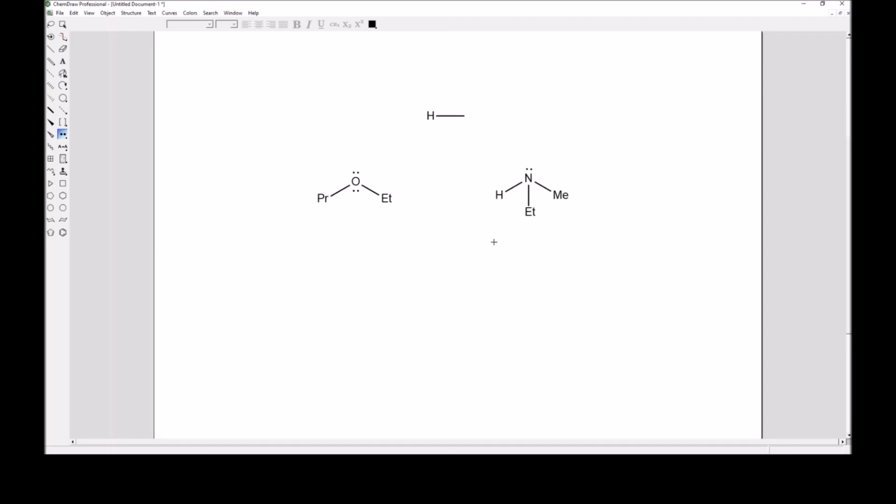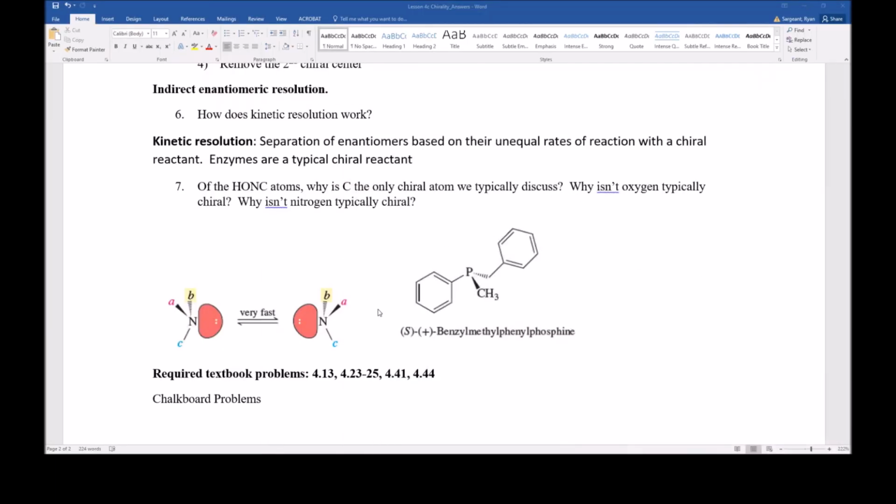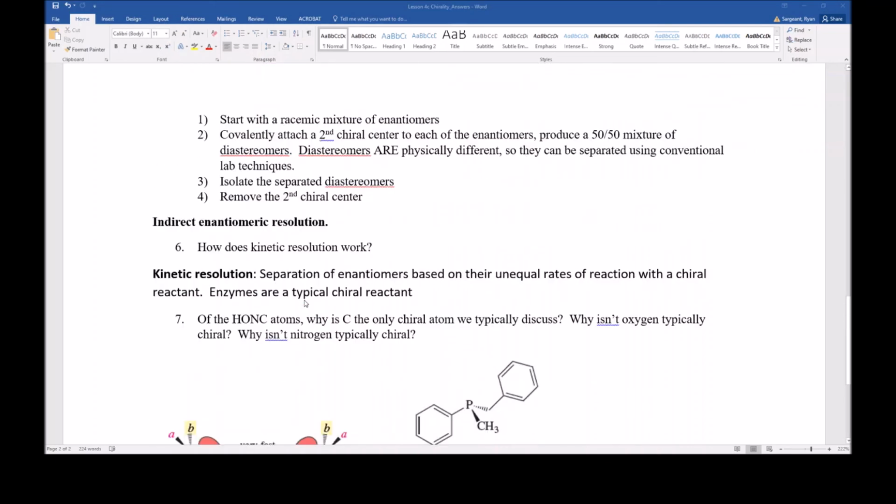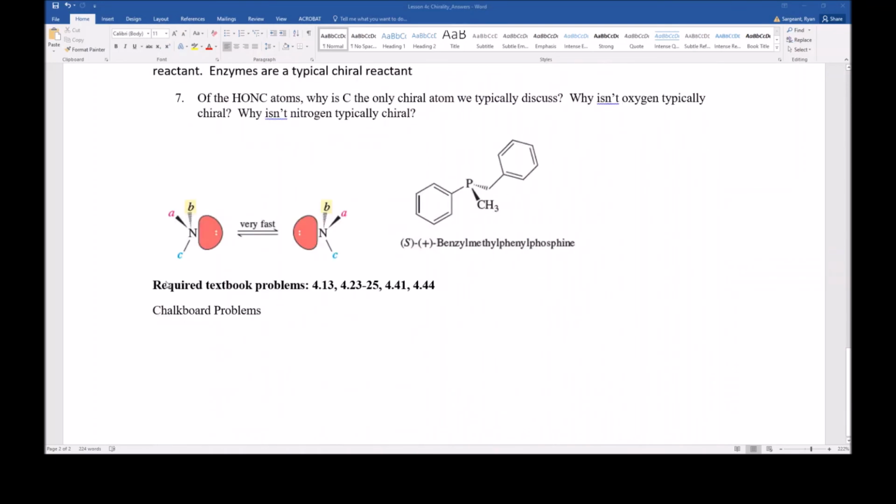And the answer is not really. And the reason for that is nitrogen has a tendency to invert. What it means is that this nitrogen here on the left-hand side is sp3 hybridized. This is a figure from your textbook. I don't remember which figure it is. It's after figure 4.12. The nitrogen here with these 4 different things on it is sp3 hybridized, but the energy barrier between nitrogen being sp3 hybridized and nitrogen being sp2 hybridized is very small.